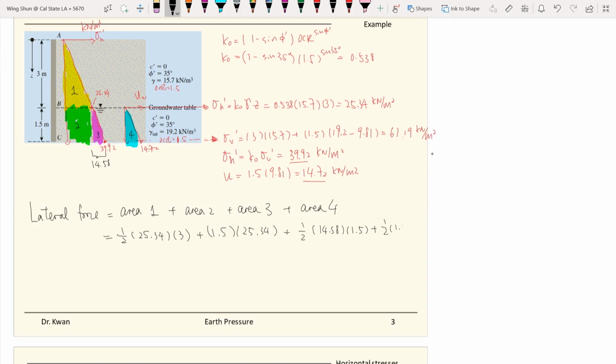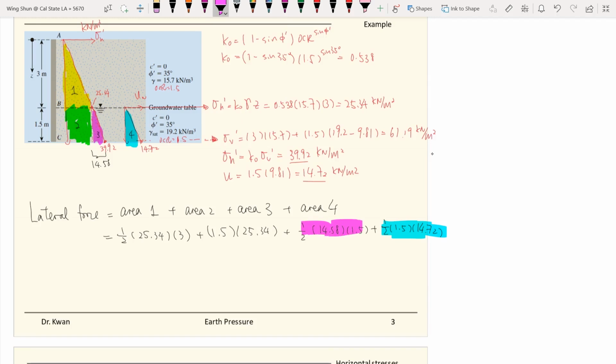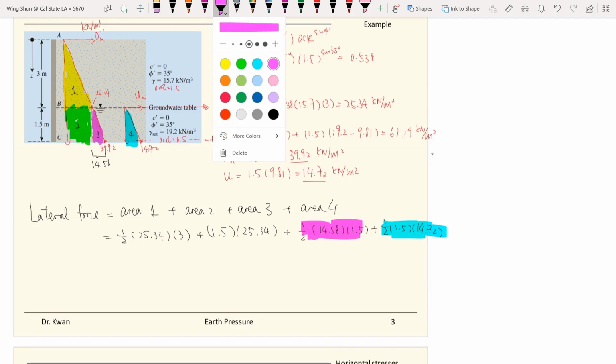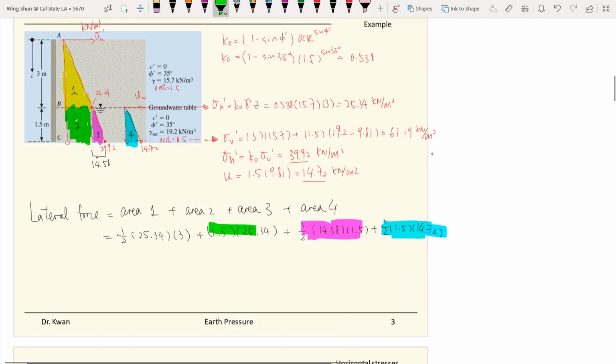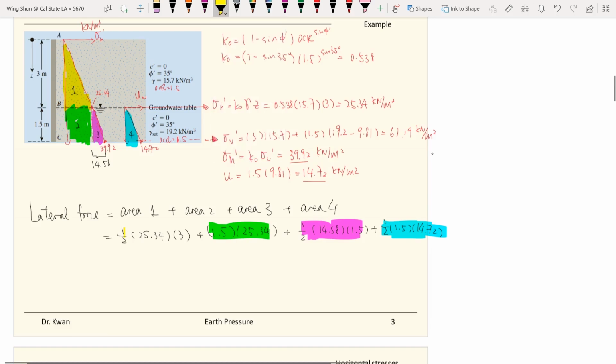So 1/2 times 14.72. This is the water. This is the bottom part of the soil pressure, the effective stress base, and this is the total stress base, and this is the top part of the soil, the dry soil. If we calculate all these areas.